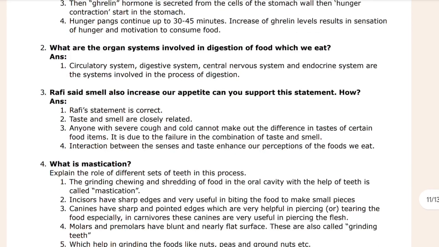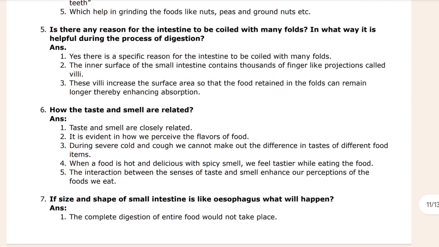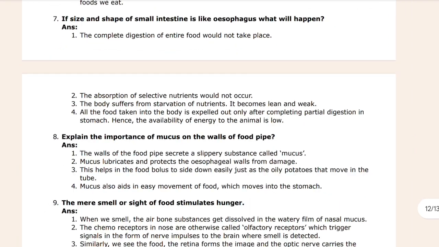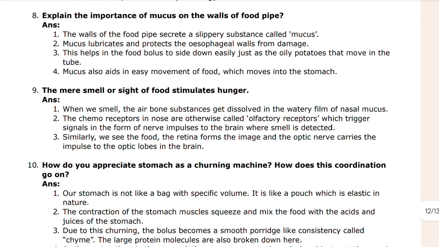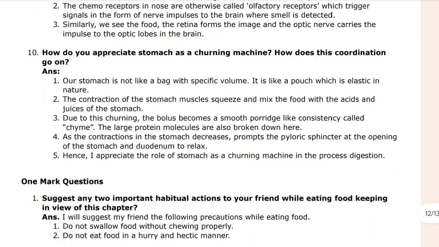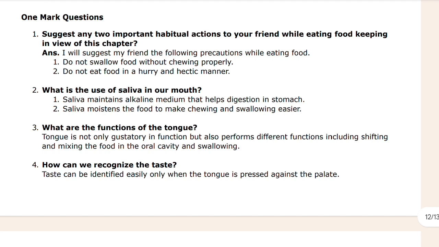And then here you can see what are the two organ systems involved in digestion of the food which we eat. Why do we have to eat food? Because it is necessary, so that we have to eat. Alright. So actually my voice is sometimes clear, sometimes not clear. Okay, so one more question here.